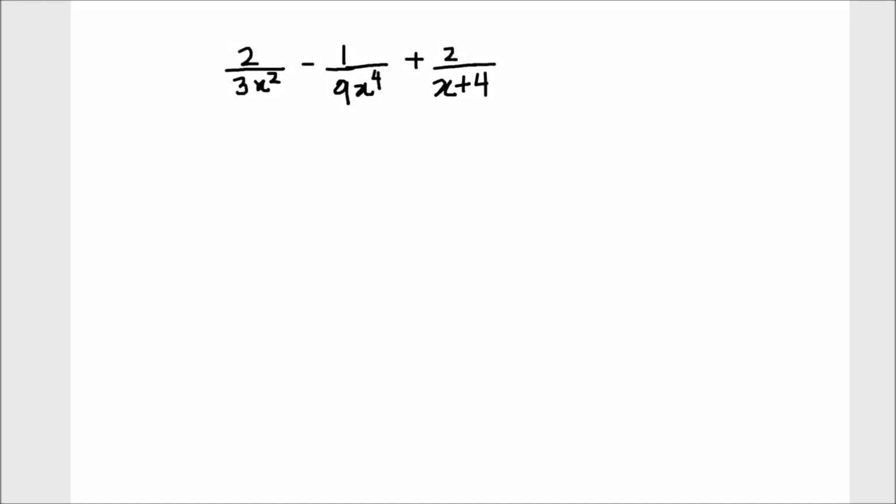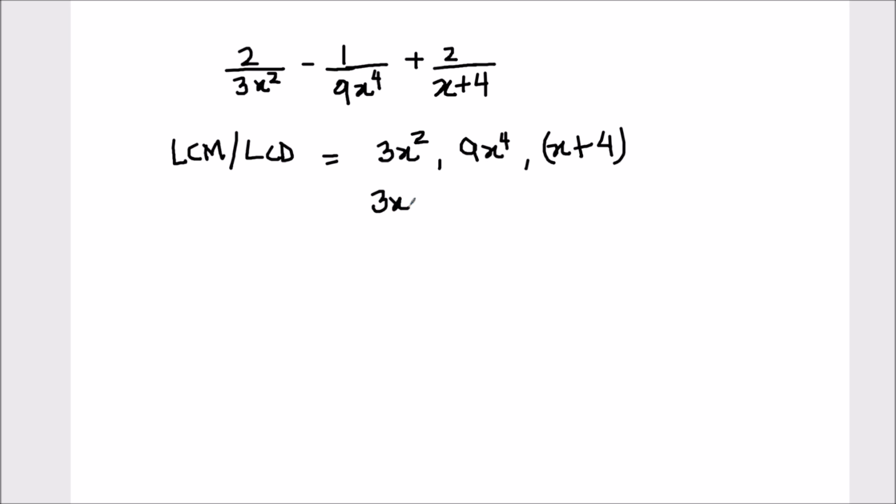Hello students, in this video we are going to learn how to solve these kind of rational expressions. For solving these kind of expressions, first we'll find the lowest common denominator or lowest common multiple of the denominators. So here we have denominators 3x square, 9x to the power 4 and x plus 4.